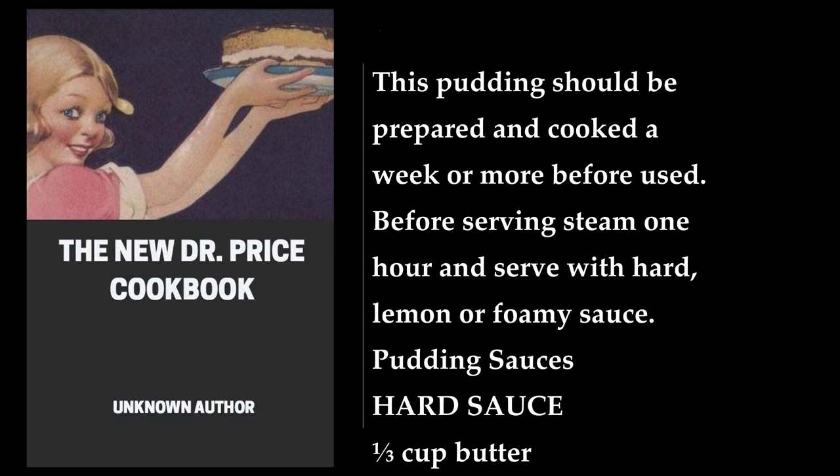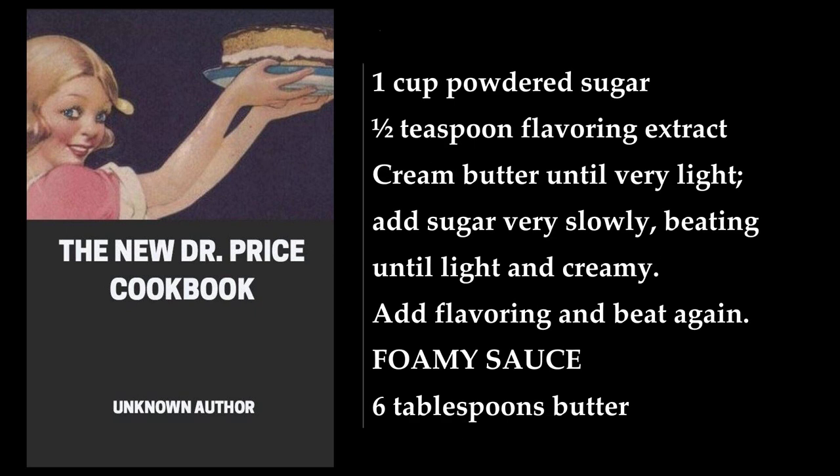Pudding sauces. Hard sauce. 1/3 cup butter. 1 cup powdered sugar. 1/2 teaspoon flavoring extract. Cream butter until very light, add sugar very slowly, beating until light and creamy. Add flavoring and beat again.